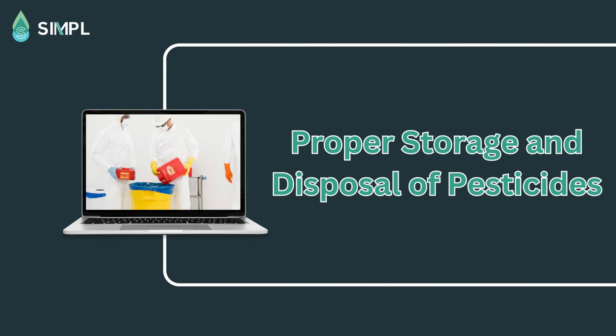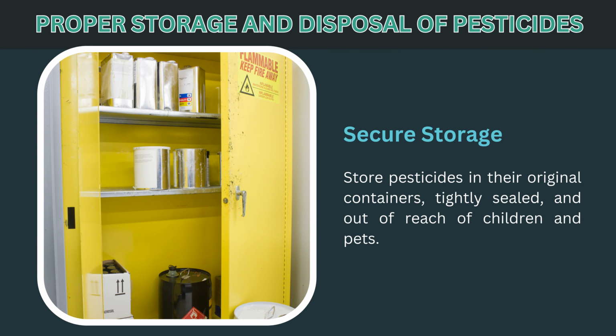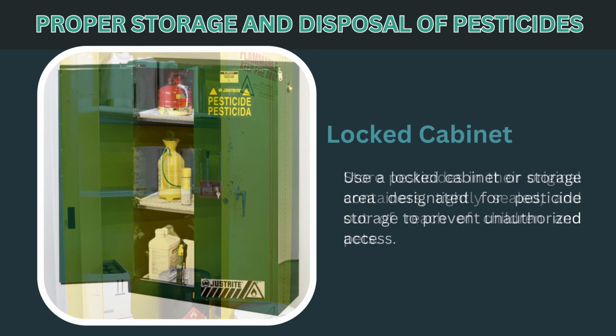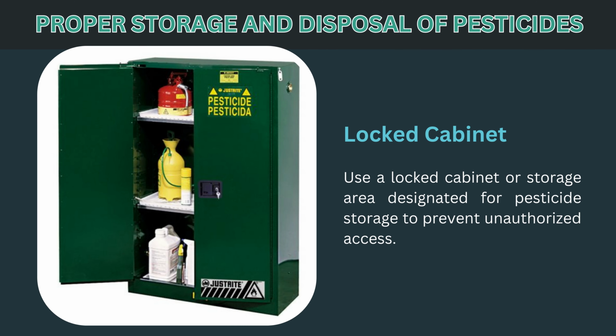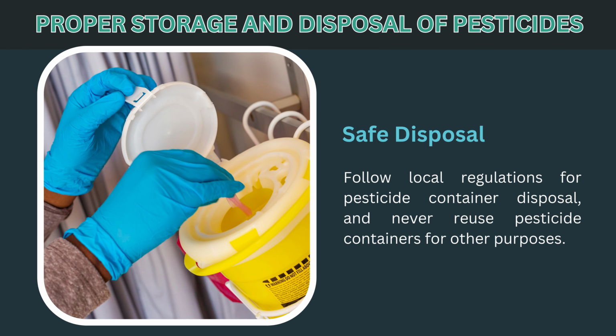Proper storage and disposal of pesticide containers are critical to prevent accidents and environmental contamination. Secure storage. Store pesticides in their original containers, tightly sealed, and out of reach of children and pets. Locked cabinet. Use a locked cabinet or storage area designated for pesticide storage to prevent unauthorized access. Safe disposal. Follow local regulations for pesticide container disposal and never reuse pesticide containers for other purposes.